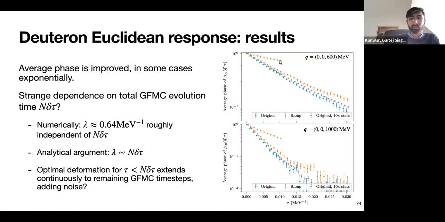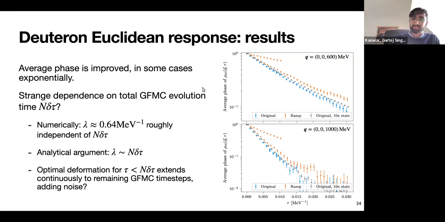We'd like to look into this a bit more, but at the very least, there is a working approach to getting decent results out of Euclidean responses. Namely, you can just work at a total GFMC time that's roughly of order the total time that you actually want to study your response function for, which is quite a natural choice in any case. Okay, so those are the two proof of principle results that we have pulled out of this approach.